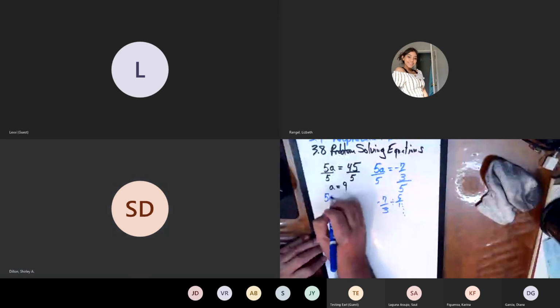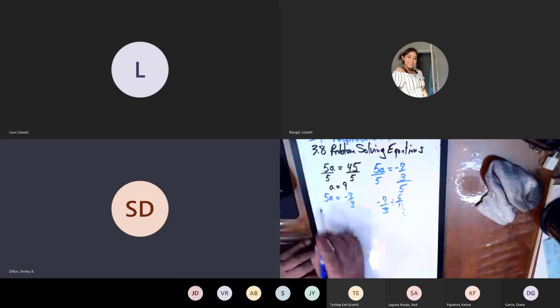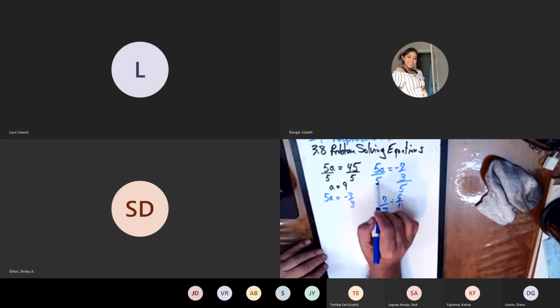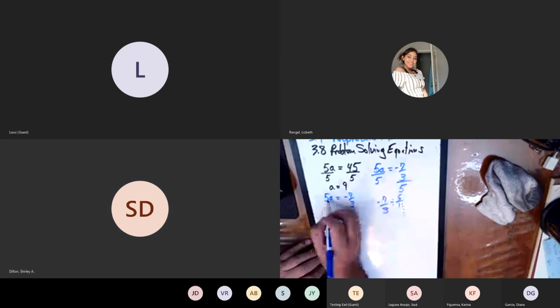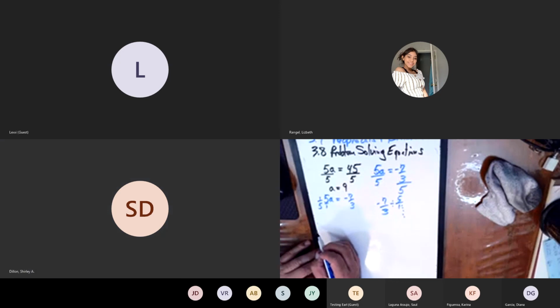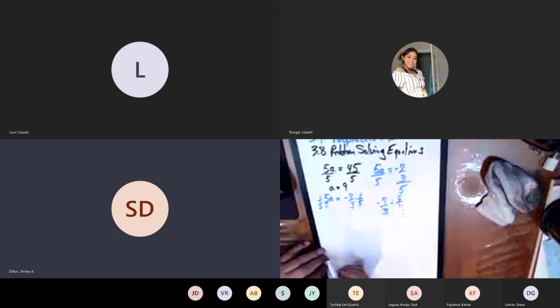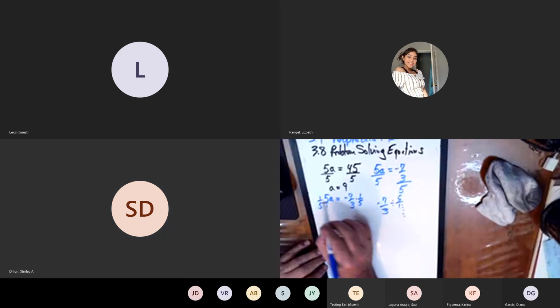If I have 5a equals negative 7/3, I want to turn this into 1. Now I can turn it into 1 two ways. I can divide by 5, or I can multiply by its reciprocal, right? 5 over 1, the reciprocal is 1 over 5. And the multiplication property of equality says that I can multiply both sides by the same number, and I do not affect the validity of the equality. So the reciprocal of 5 is 1/5. I'm going to multiply both sides by 1/5.